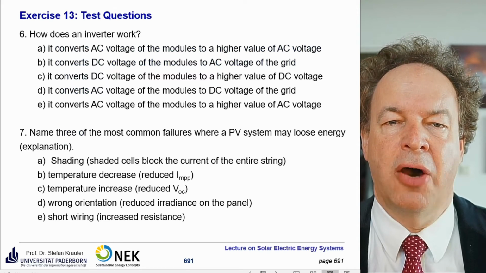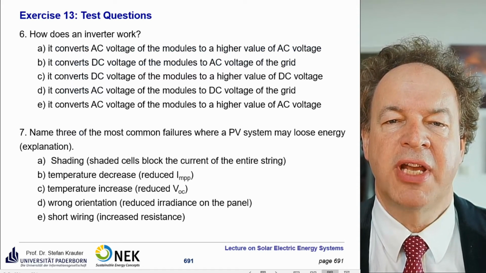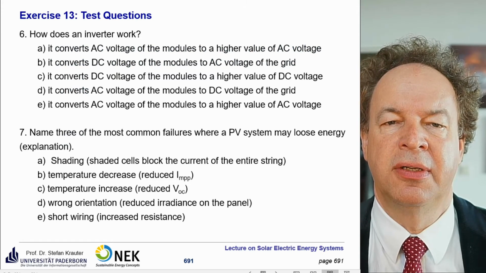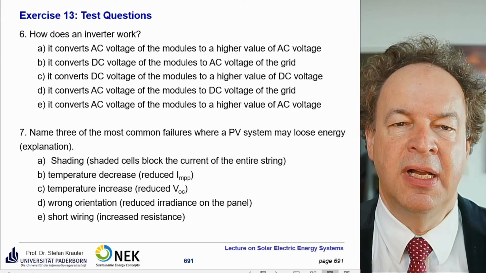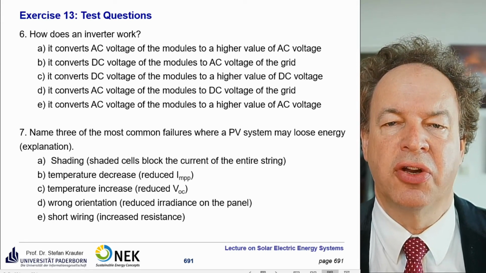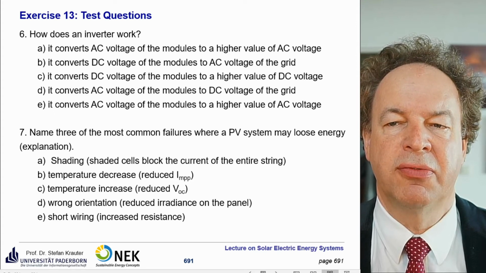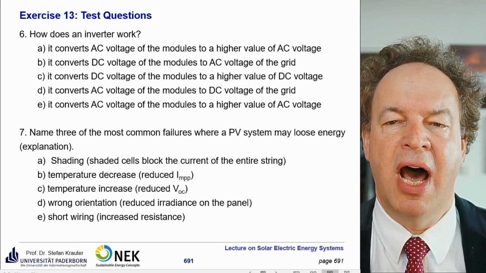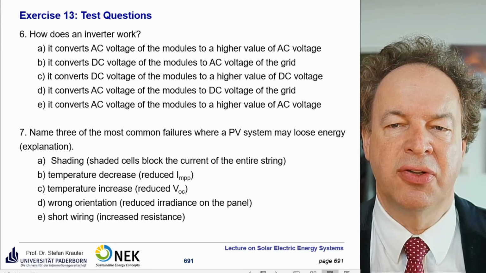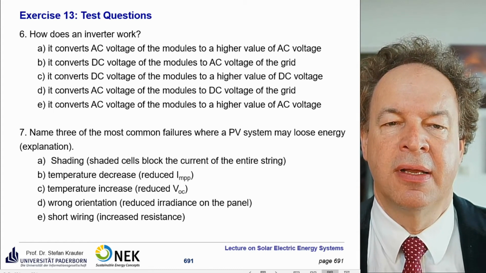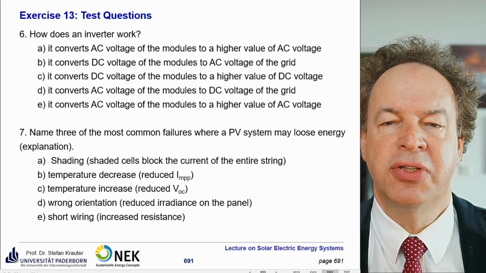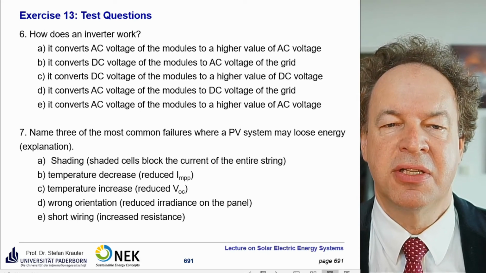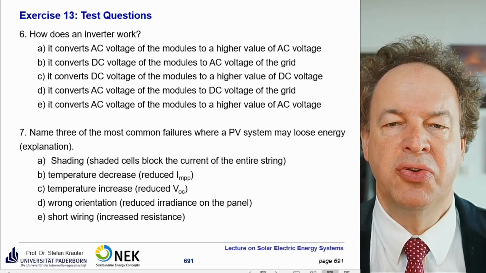Number 6, how does an inverter work? A, it converts AC voltage of the modules to a higher AC voltage. That's usually the task of a transformer. B, it converts DC voltage of the modules to AC voltage of the grid. Sounds more reasonable. C, it converts DC voltage of the modules to a higher DC voltage. That would be the task of a so-called DC-DC converter. D, it converts AC voltage of the modules to DC voltage of the grid. It's double nonsense. The PV modules offer DC voltage and the grid is usually AC.